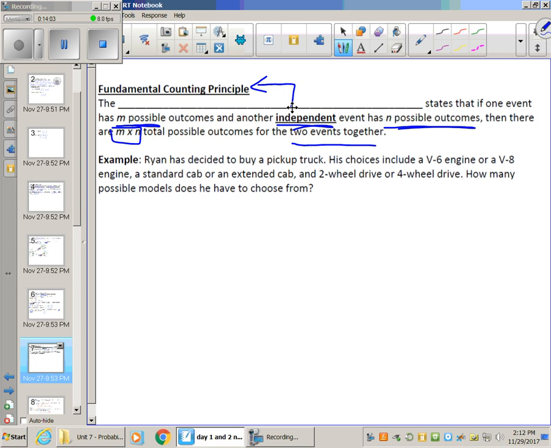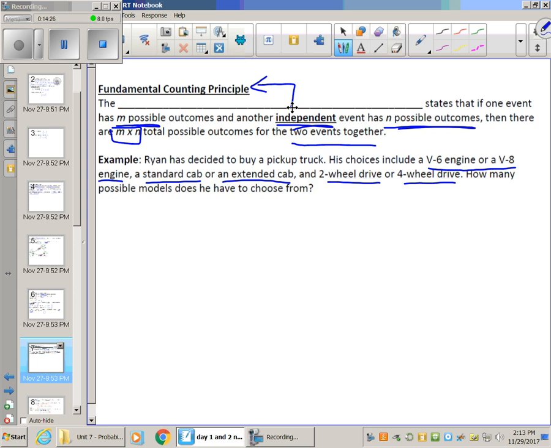Let's break that down. Let's do an example. It says that Ryan has decided to buy a pickup truck. His choices include a V6 engine or a V8 engine, a standard cab or an extended cab, and a 2-wheel drive or a 4-wheel drive. How many different possible models does he have to choose from?